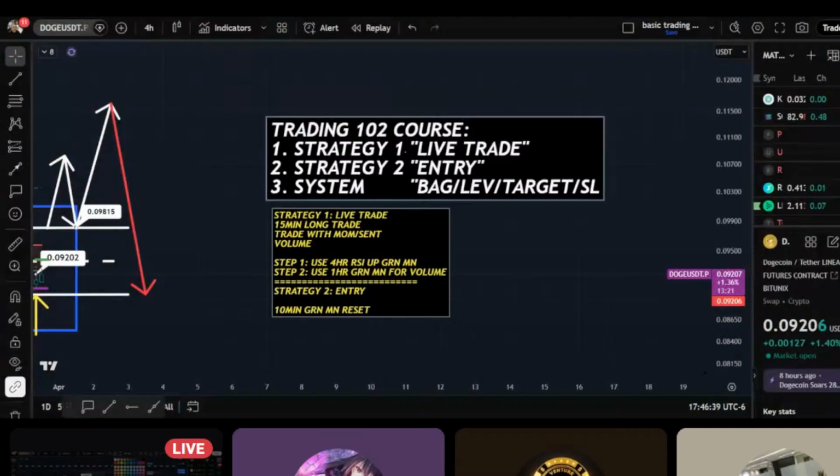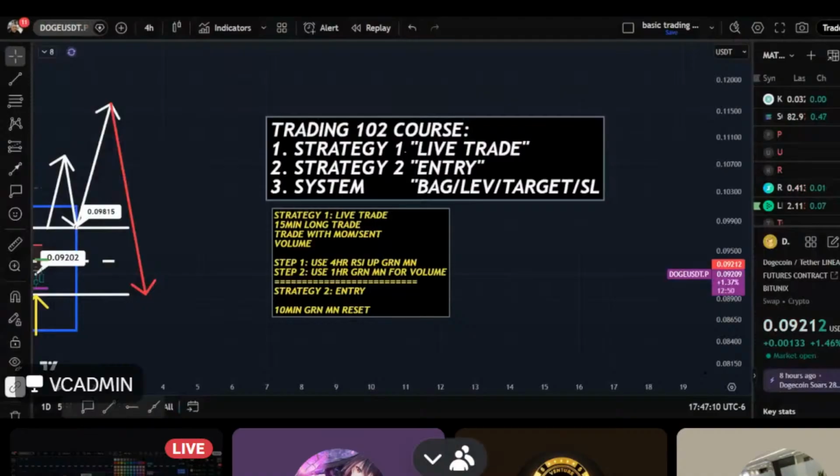So now inside the Discord, what we'll do is we'll slide over, and this is under free chat. We have the 4-hour RSI. I'm going to slide down here. I'm going to do the 15-minute long trade, create the channel, and I'm going to post that right there. So that way you know where to find your steps to your trade. And then the next thing is just posting correctly.